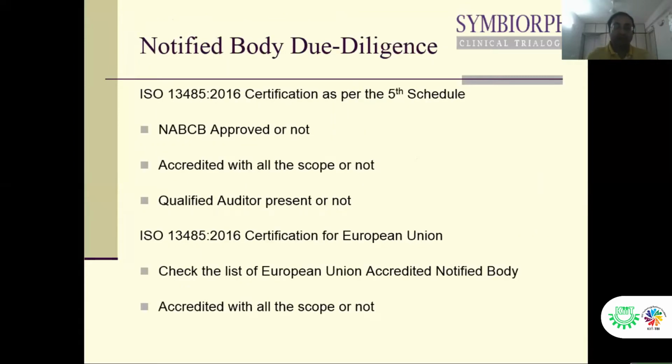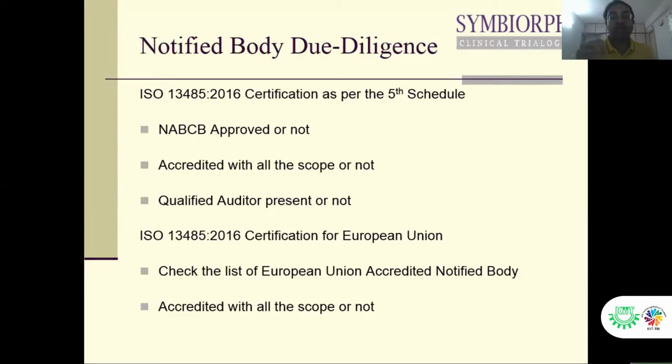Now, here I have seen that most of the startups have spent a considerable amount of money, and as I told, they have just wasted their money in getting the certification from companies which are not approved or not accredited for all the scopes. I have known many medical device startups who have spent around 3 lakh, 4 lakh rupees on getting the certification from non-accredited companies, so they have wasted their money.